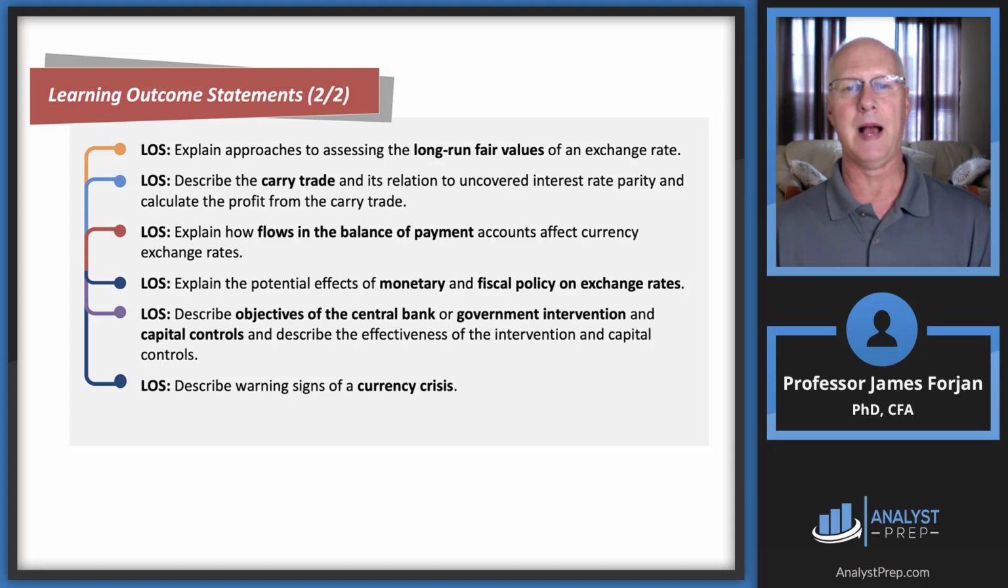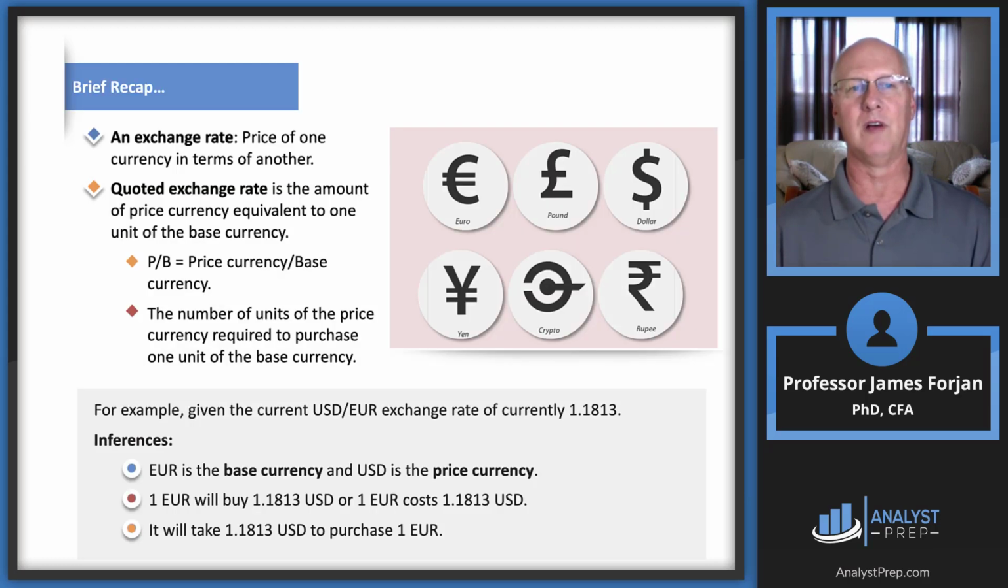Notice this is called the balance of payments. Each country has a balance of payments, so we'll have to talk about how those balance of payments affects exchange rates. And then, of course, you have to talk about monetary and fiscal policy. And then, as you guys know, the CFA Institute likes to end these LOSs with a small, short LOS that really captures, maybe I don't want to call it a current event, but something that has the potential to be a current event. So warning signs of a currency crisis.